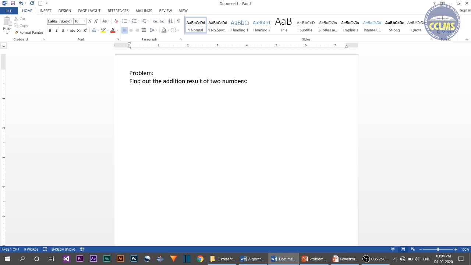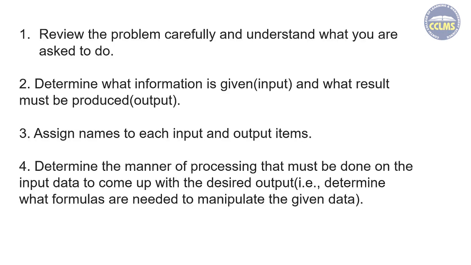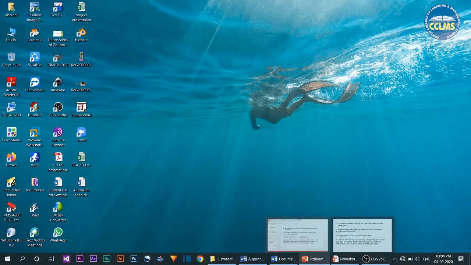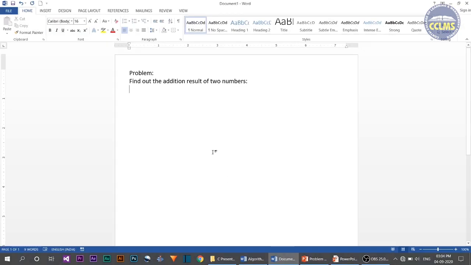So now, first step, we have to analyze the problem. We have to read the problem carefully. Our first step is to review the problem carefully and understand what you are asked to do. Our problem is that we have to find out the addition result of two numbers. Now, what will be the second step?